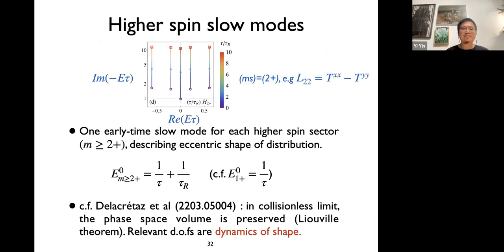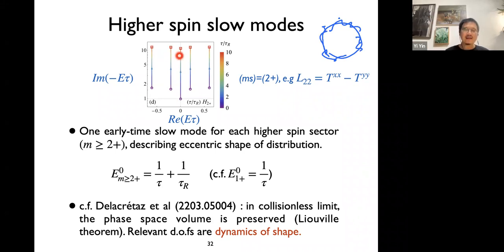But what I would really like to highlight is what we found for the higher m sectors, higher spin sectors. Physically, these higher m modes describe the shape of the distributions, the eccentricity of the distributions in the transverse plane. When we do the harmonic expansion, we can have cosine 2 phi, cosine 3 phi, and these illustrate some eccentricity which deviates from spherical shapes.